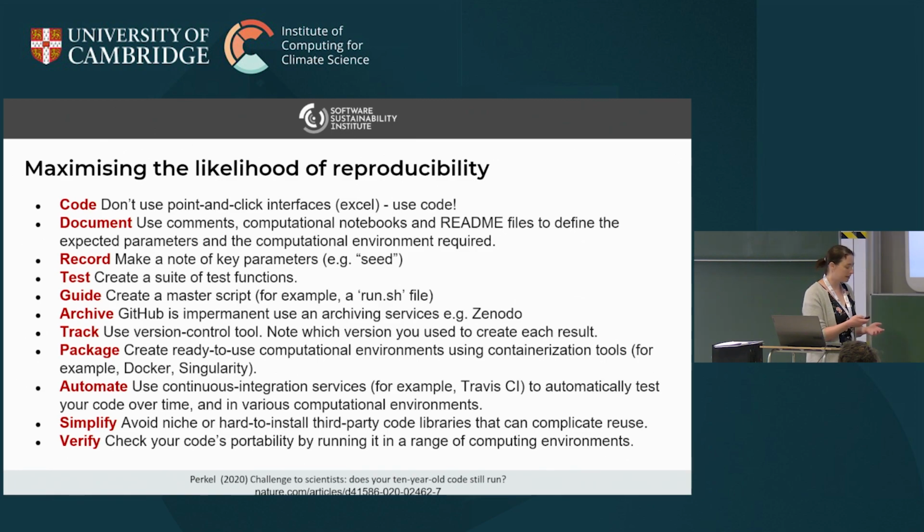Simplify: this is a bit of a niche one, but it's probably important in terms of avoiding third-party libraries that can complicate it, and niche ones that are hard to install, because they'll make it harder in the future. And then verify: check your code's portability by running it in a range of computer environments, which is fine if you've got nice, simple code, but not that easy to do with the climate model. But it is part of the process.